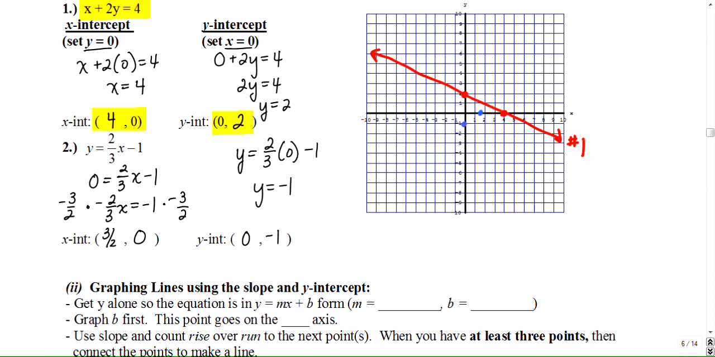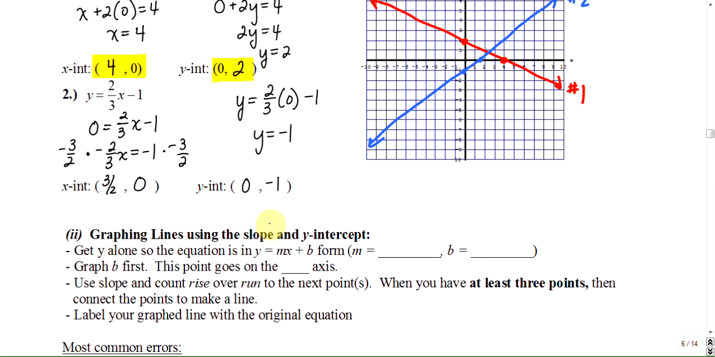One of the drawbacks to this technique is that we only have 2 points, so if we mess up one of these, then obviously our graph is going to be messed up. So this isn't my favorite way to graph lines unless the problem specifically says I have to graph it this way.